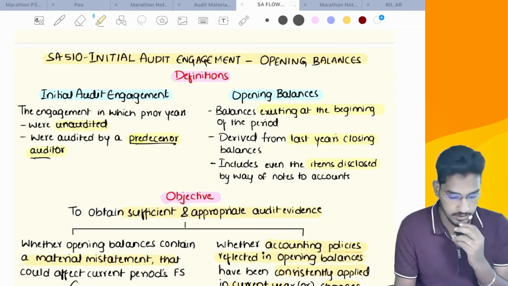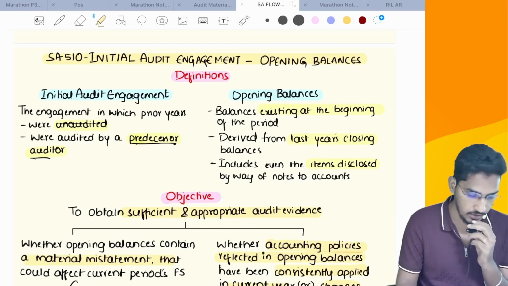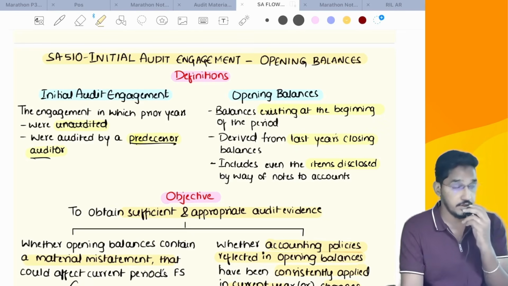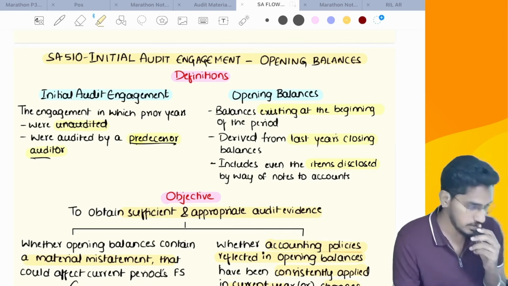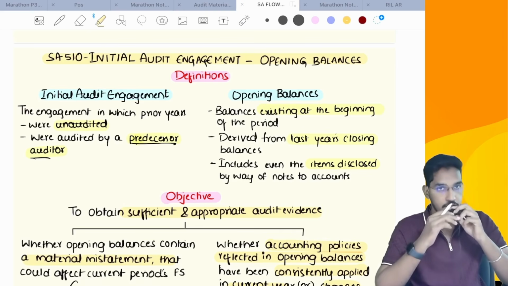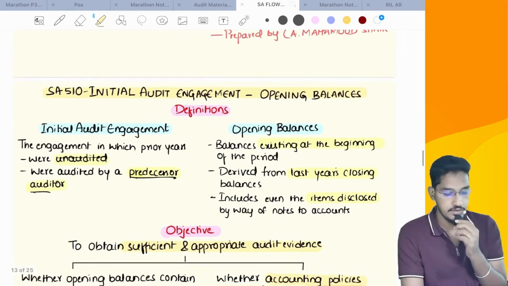Till now we have completed four 500 series of the standards. What are they? What all have we done? 500 we are done. 501 we are done. 505, 510, 580. Yeah. So these four standards we have completed. Let us now proceed further and understand a few more 500 series standards.